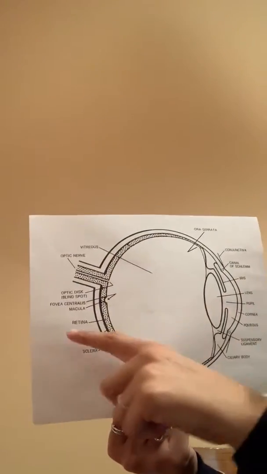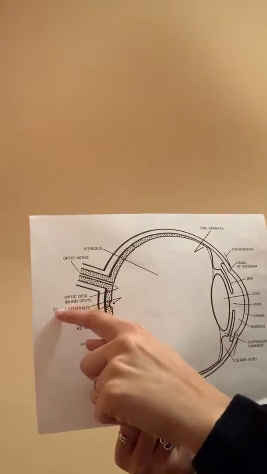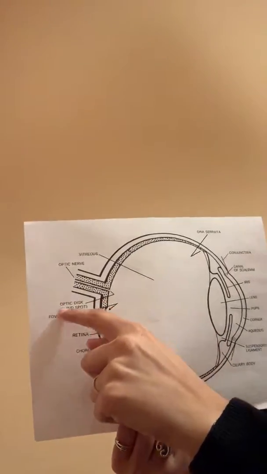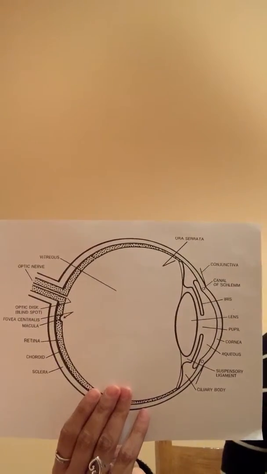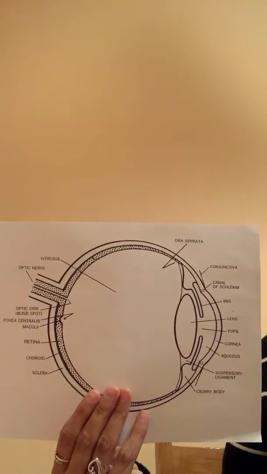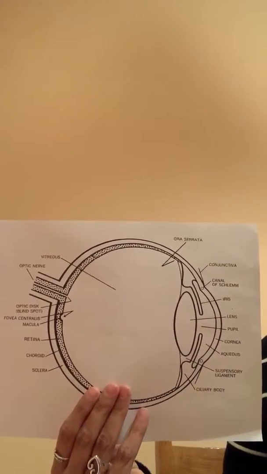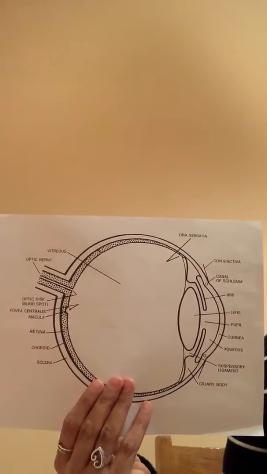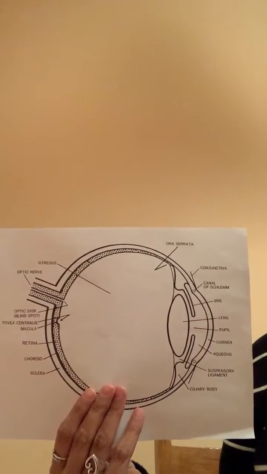Then we have right here, right in here, the fovea centralis. And that one is located in the center of the macula, and it provides the clearest vision because it has the highest concentration of cones.